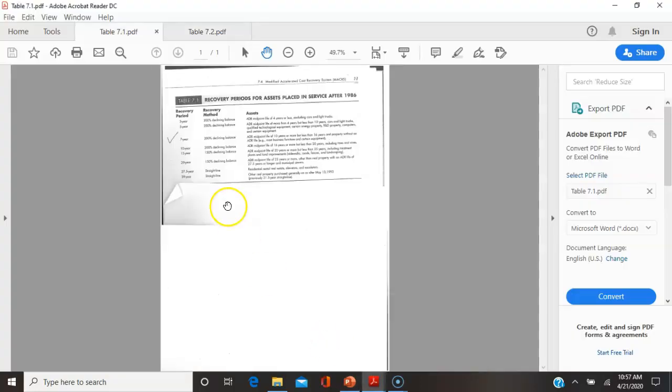Here is table 7.1 that's on D2L. It shows you 3-year, 5-year, etc. And what is all included in those types?